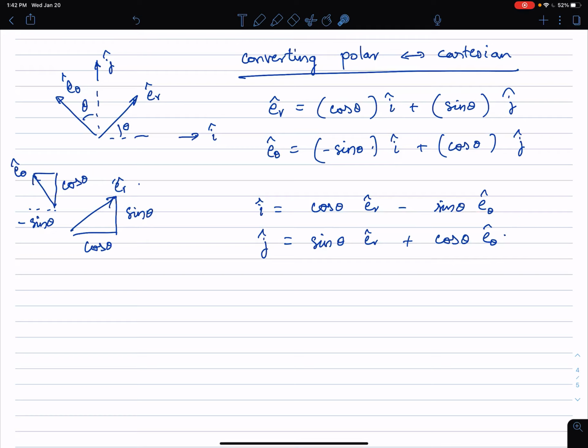To solve for these things, you can multiply through by cosine theta and sine theta and cancel things and so on. I'll let you think about it. It's not necessary that you know the proof of this, but it's good to know these formulas or these transformations. So that's about polar coordinates. That's all the formulas there are. Next, we will look at tangential normal coordinates.